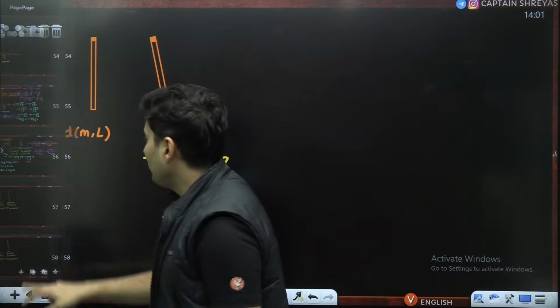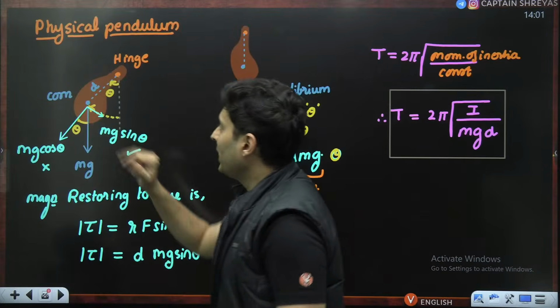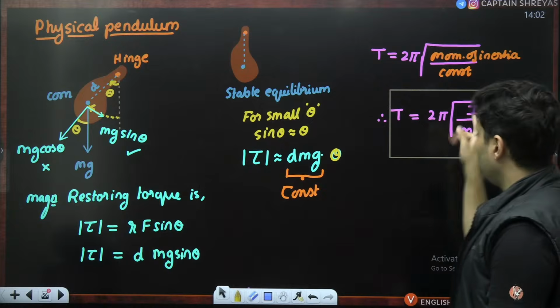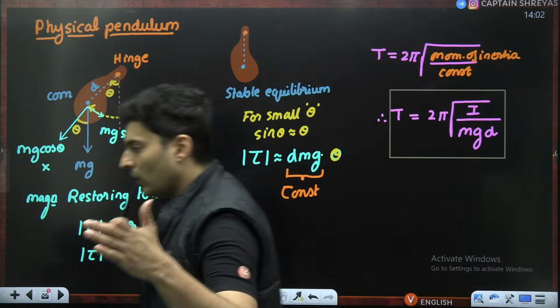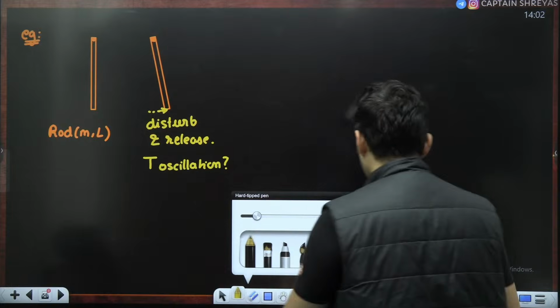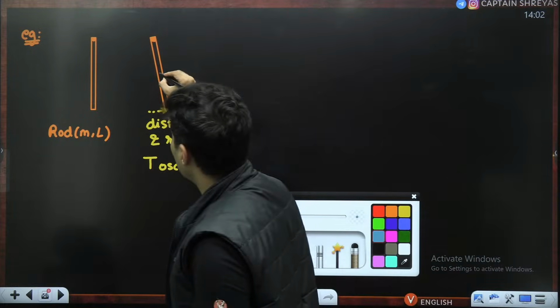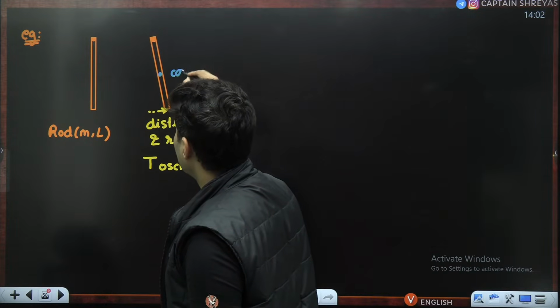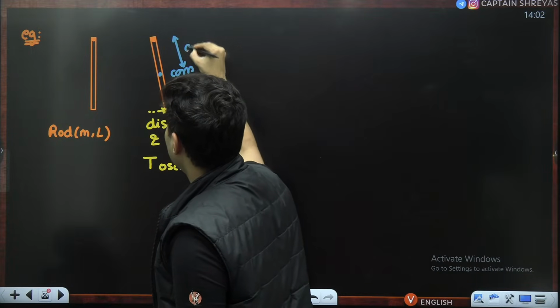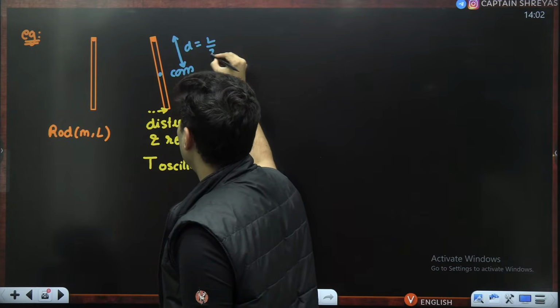So for physical pendulums, what you need to do is locate the center of mass, see how far that distance is, mg, and moment of inertia. I need all of these things. So let's start one by one. Where is the center of mass? The center of mass is obviously going to be here, and this distance d will be the length of the rod divided by 2.